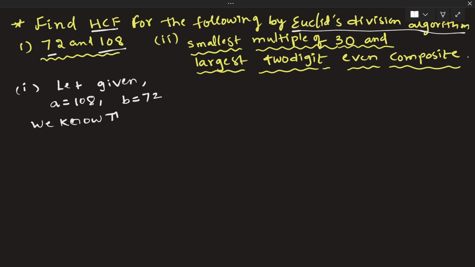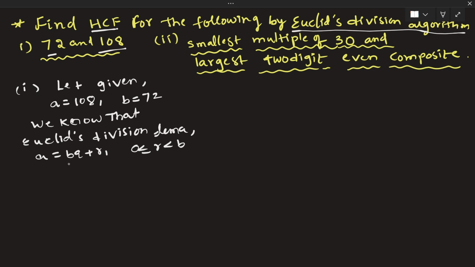We know Euclid's division rule. What is the division rule? You already know Euclid's division rule; I explained it in the earlier video. Euclid's division algorithm or lemma is a is equal to bq plus r, and 0 is less than or equal to r, which is less than b. So the a value is 108, and 72 into q plus remainder r.